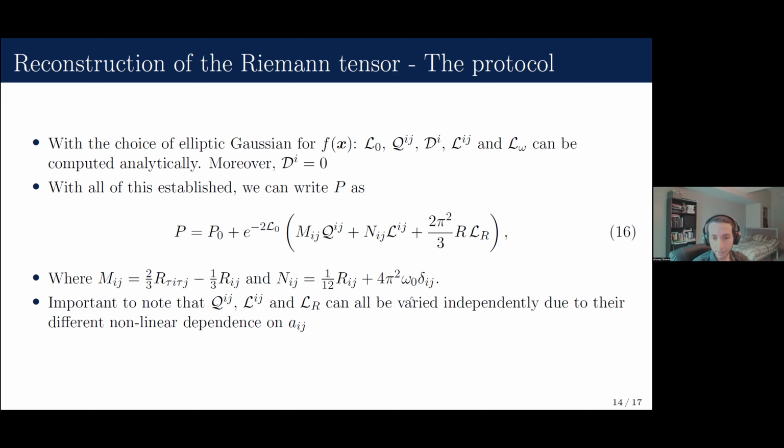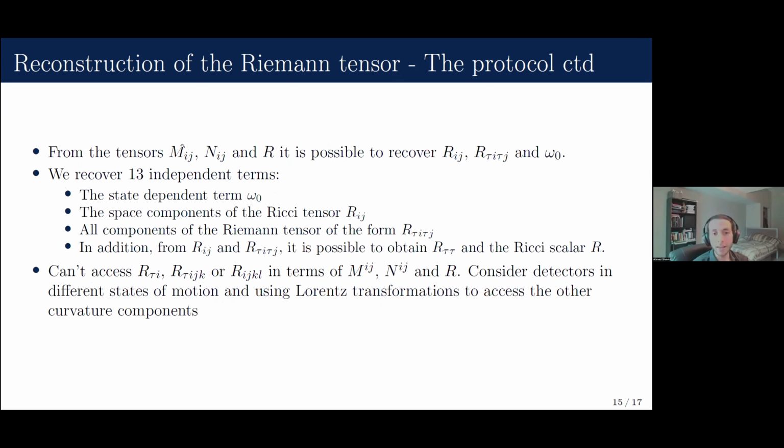I'll not be able to get into a lot of detail, obviously, but the most important thing to know, the thing that this really hinges on, is that all those terms are linearly independent. So they can be varied independently, allowing us a fully unique reconstruction of the metric tensor, of the Riemann tensor. And then from those, we show that we could recover all those specific components of the Ricci and Riemann tensors, and obviously recover the state-dependent term.